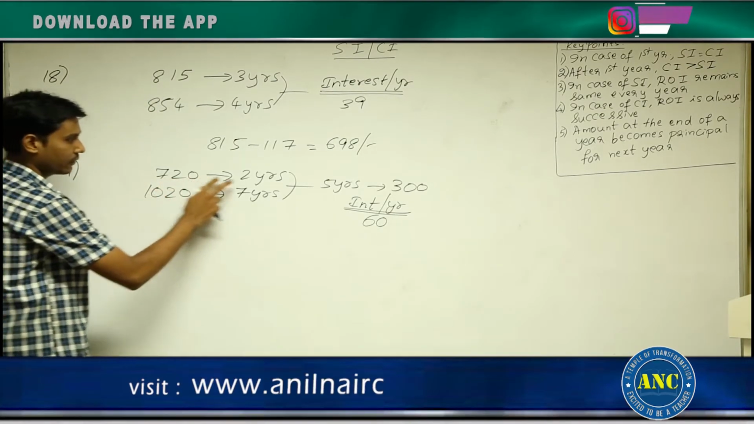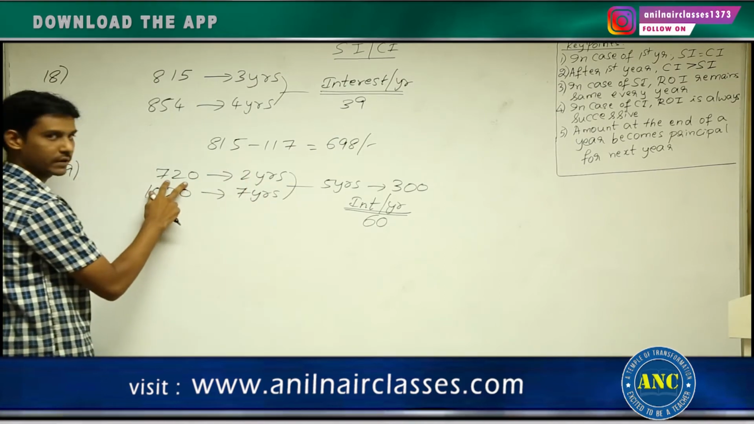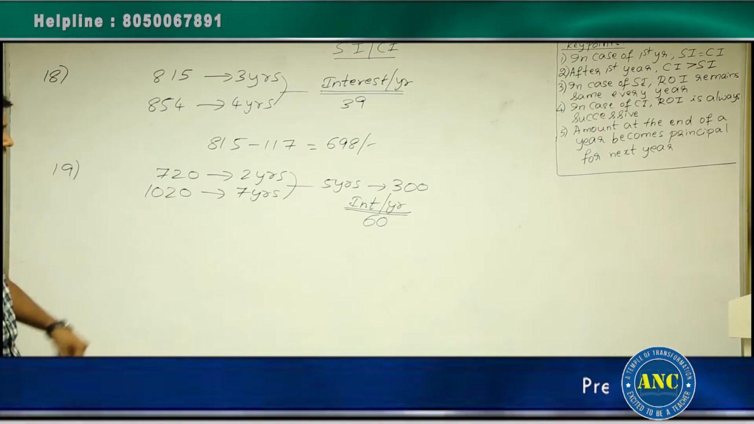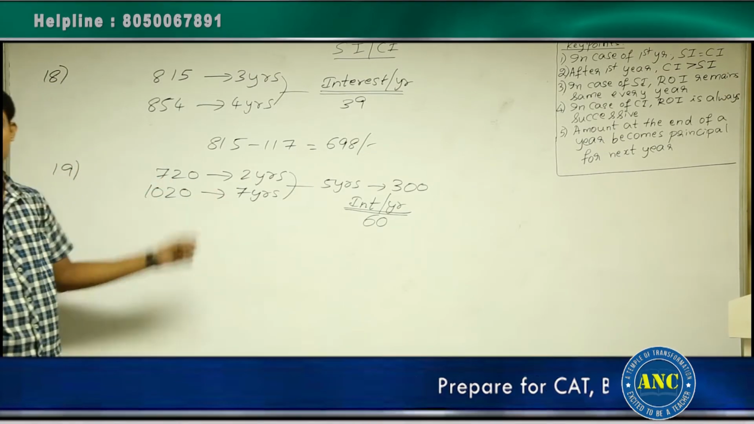See here. 2 years over already. I got 720 rupees. First year take out the 60 rupees. Second year also take out the 60 rupees. Subtract 120 rupees from this 720. You will get the answer.